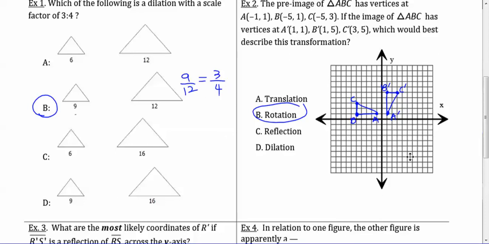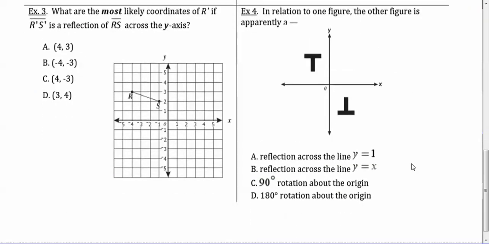Number 3, what are the most likely coordinates of R prime if line segment R prime S prime is a reflection of line segment RS across the y-axis? Hopefully you guys did what I said and you reflected one at a time. So where does R end up and where does S end up? S ends up right there at 1, 2, and R should get reflected over here. So hopefully you guys were able to do that correctly. So S got reflected here, R got reflected here. This is line segment R prime S prime, and R prime ended up at 4, 3. So the correct answer here is A.